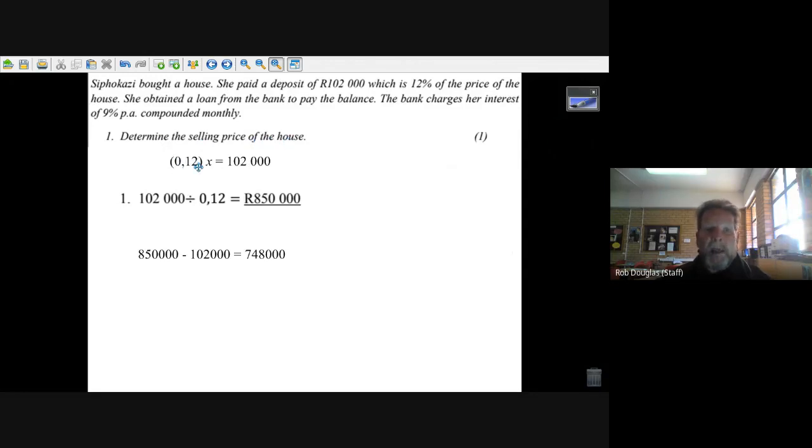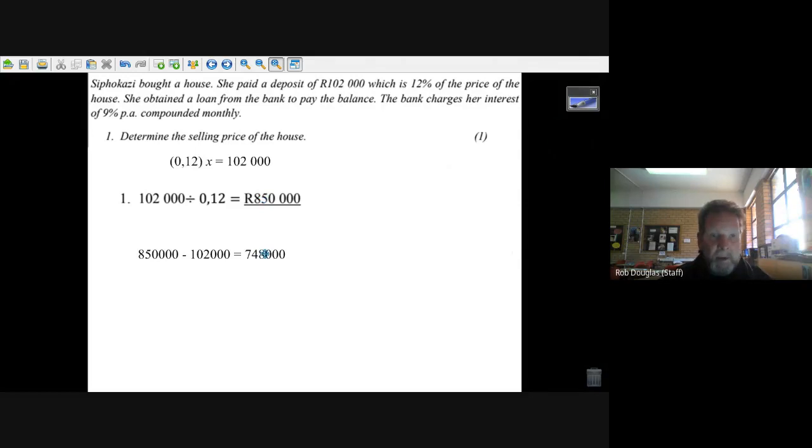Well, 12% means 0.12 of the price of the house. I called the price of the house X. If I take 0.12 and multiply it by X, I'll get 102,000. That makes it pretty clear what I have to do to find X, the price of the house. I must divide both sides by 0.12, and I get the price of the house is 850,000.